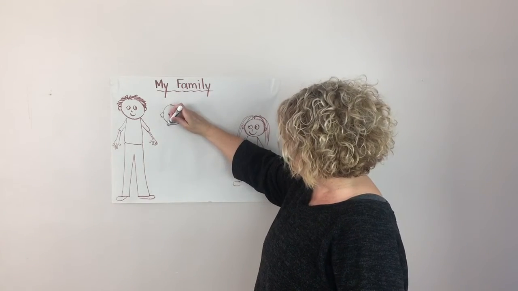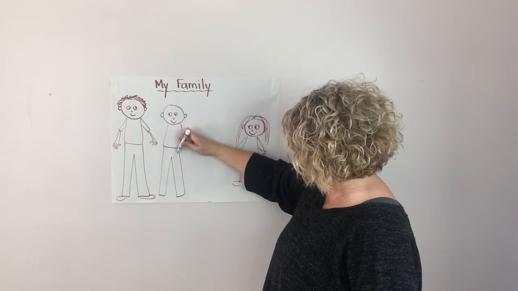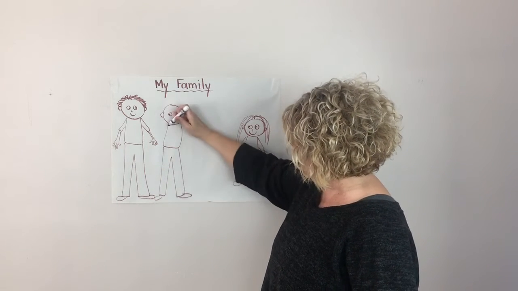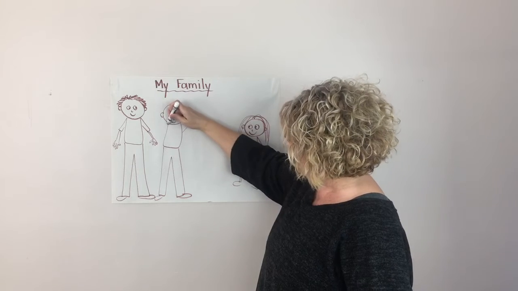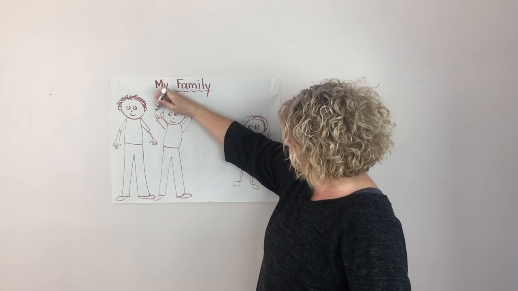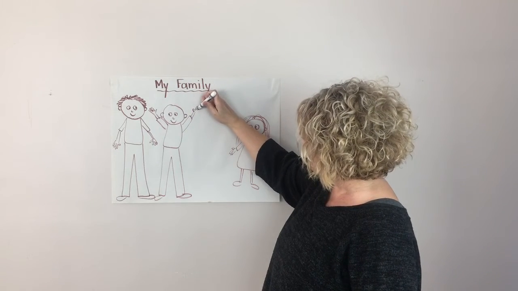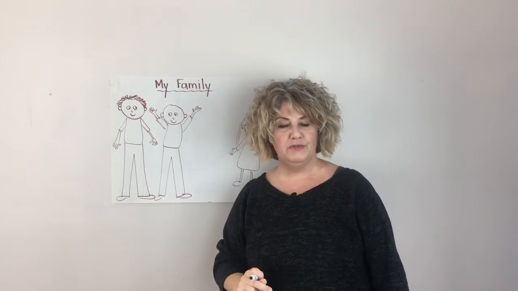Okay, I need to give Mr. Visconti his body and his legs, his shoes, and his arms. I'm going to have him reaching up just because I think that's fun. And his fingers, a thumb, and 1, 2, 3, 4. A thumb, and 1, 2, 3, 4 fingers. There we go, Mr. Visconti.